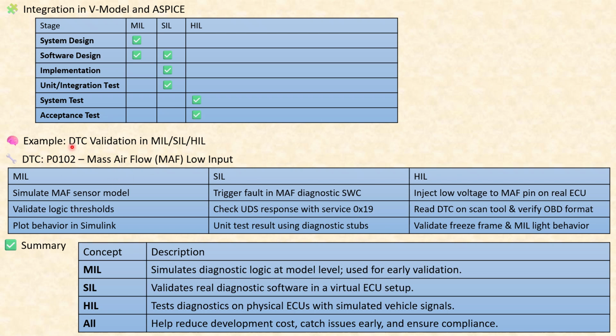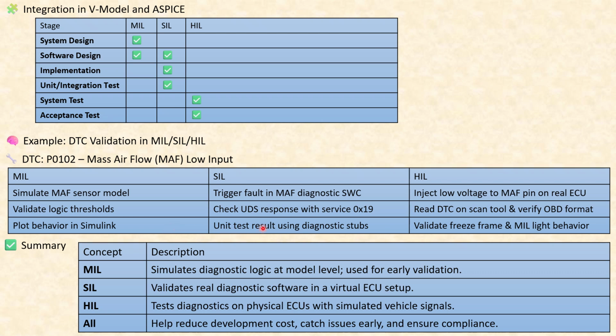Now, when it comes to DTC validation in MIL, SIL, and HIL, for example, take P0102, mass airflow. In MIL, you simulate the mass airflow sensor model; in SIL, you trigger the fault in the mass airflow diagnostic software component; and in HIL, you inject a low voltage to the MAF pin on the real ECU. Then validate logic thresholds, check the UDS response with service, see the real DTC on a scan tool, and verify OBD format and plot behavior on Simulink.